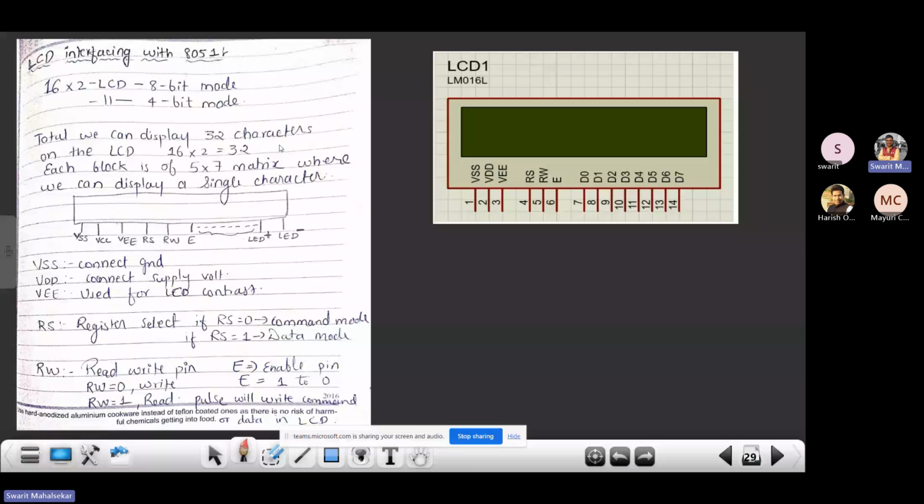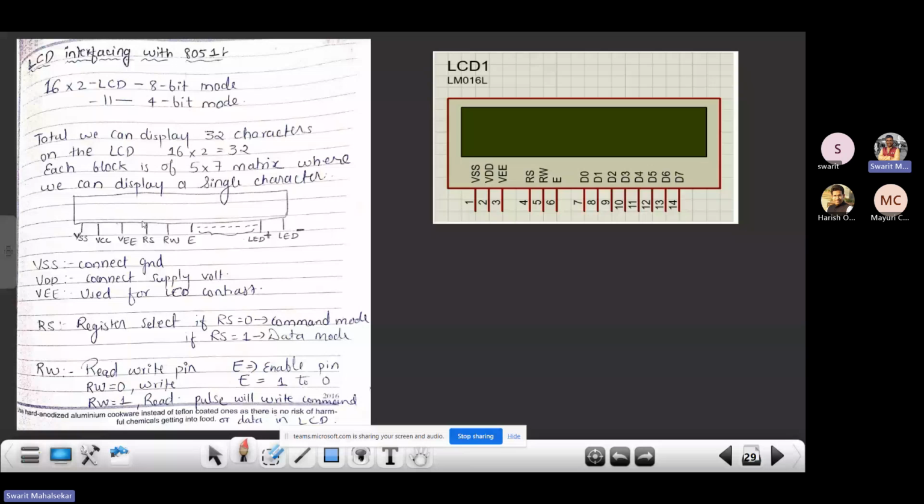Okay. And what is 8-bit? 8 bits means we can use 8 total data lines, or we can only use 4 data lines to provide data or to display the data or to give commands to this particular LCD. Okay. Now let's move to the next line.